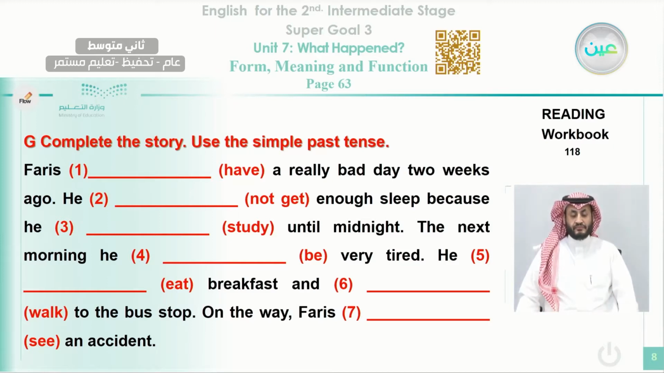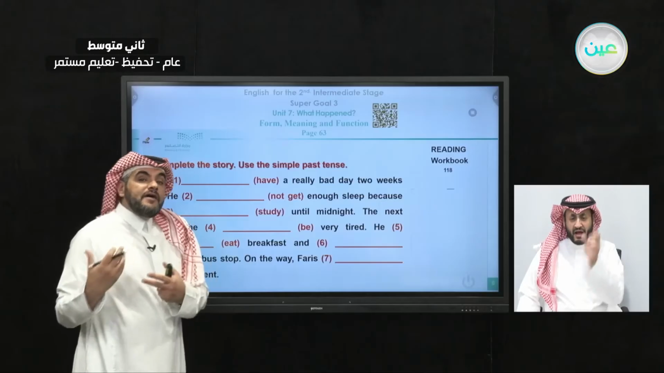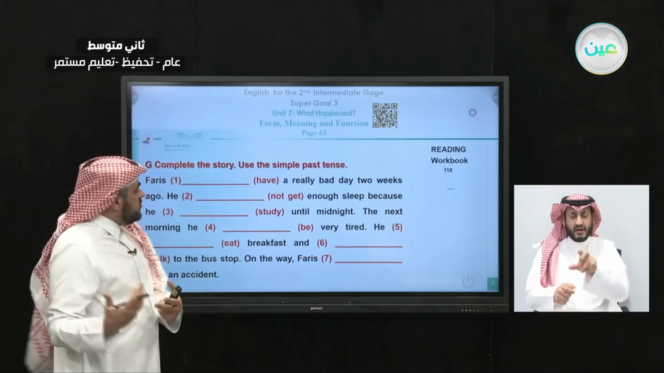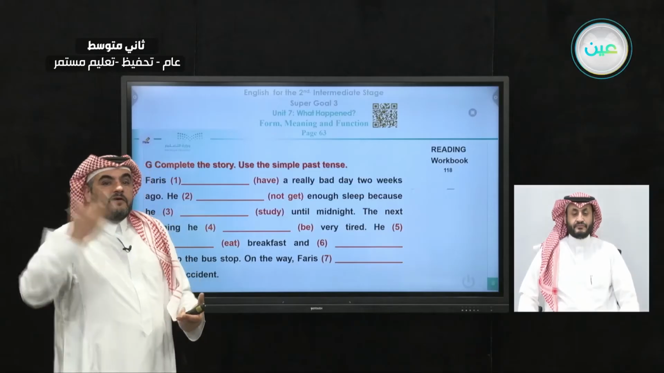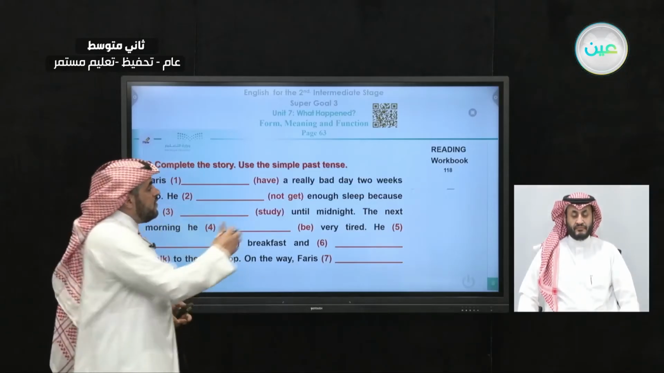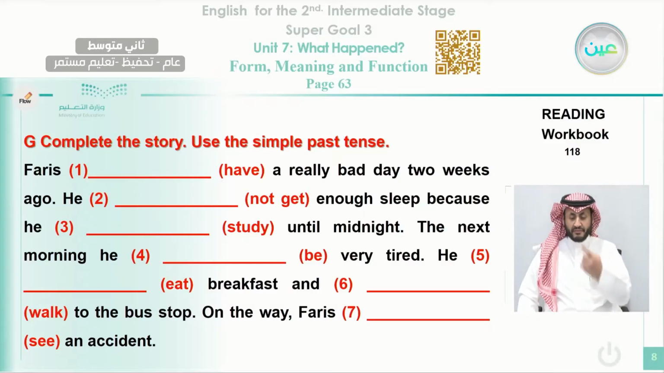Faris had a really bad day 2 weeks ago. Now the writer started by specifying the time. So 2 weeks ago means all the verbs that we have in the red font here should be written in the past. We write it in the past because he's telling something in the past. Okay? How do we know it's in the past? When he says he had a really bad day 2 weeks ago. So the verb here, have, should be written in the past. We say have, it's written in the past, we say had.